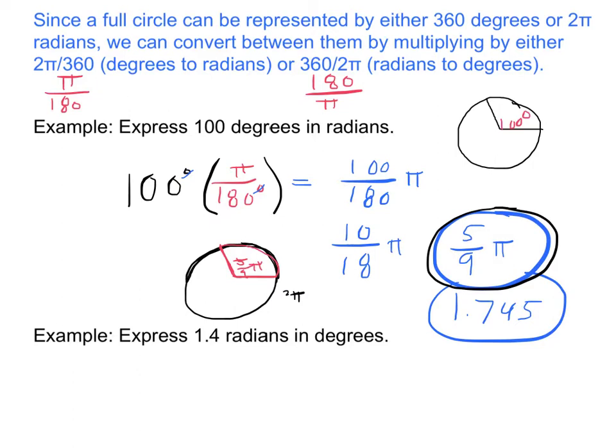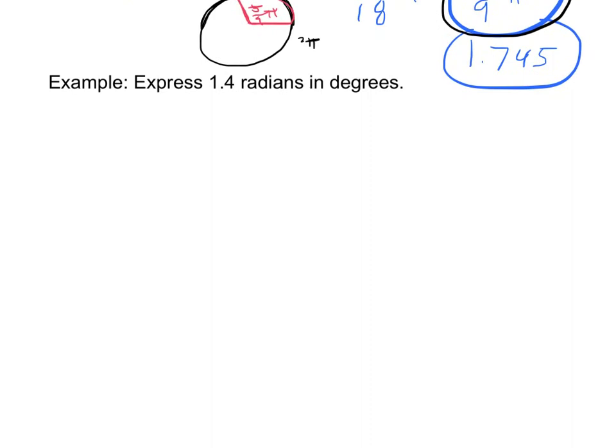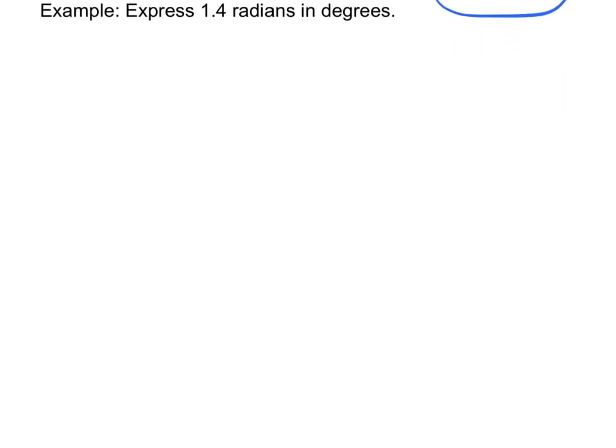Okay. Next up, converting from 1.4 radians into degrees. I think you guys should be able to do this on your own. Pause the video. You'll probably want a calculator for it. But make this conversion.